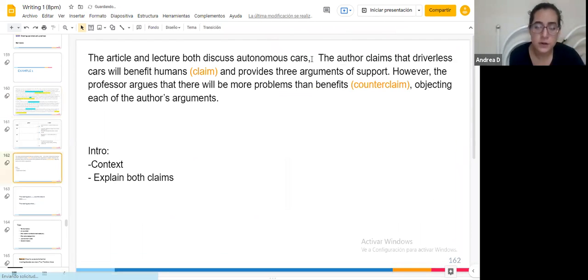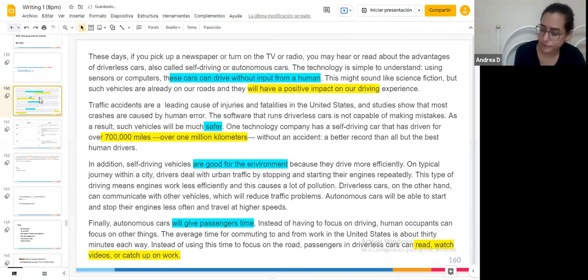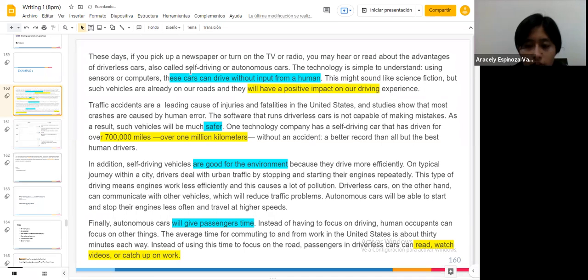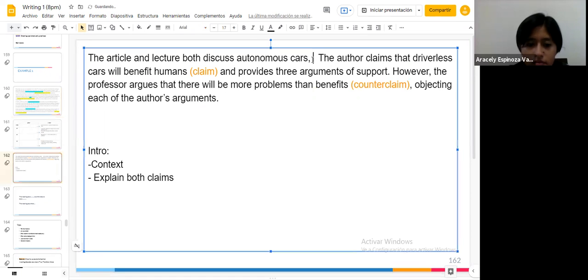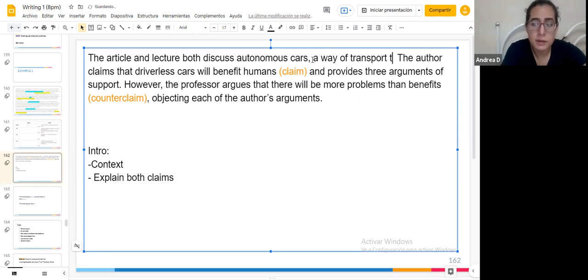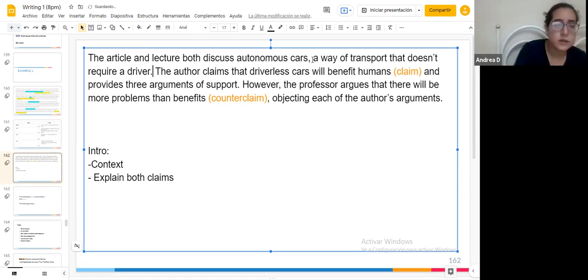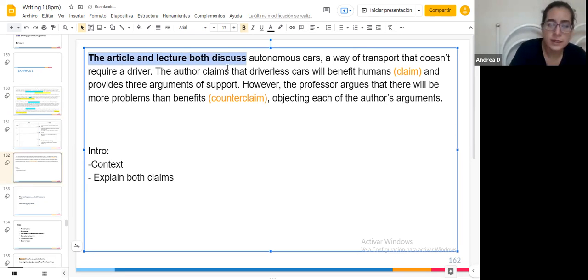To paraphrase the definition of autonomous cars, what they are. There will be a way of transportation without a driver. Okay, nice. So it's perfect. A way of transport, maybe that doesn't require a driver. Okay, so that's it. The lecture and article both discuss autonomous cars, a way of transport that doesn't require a driver.